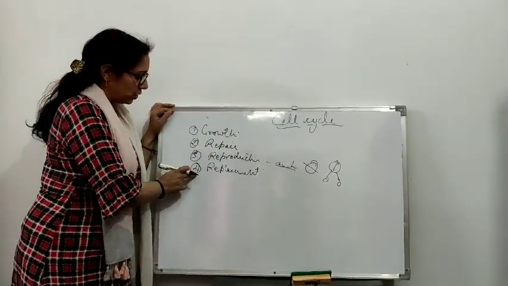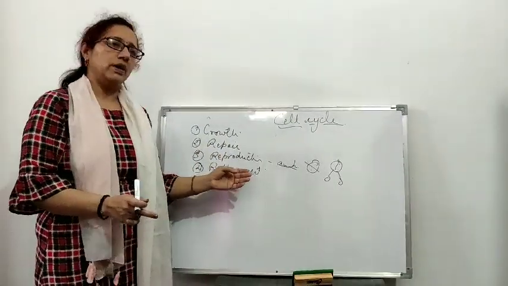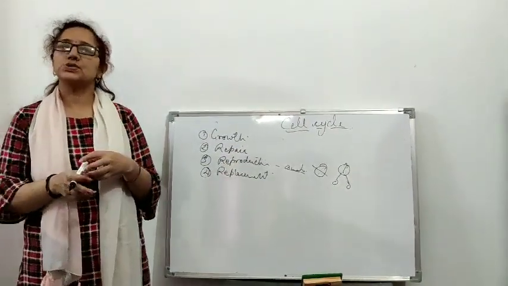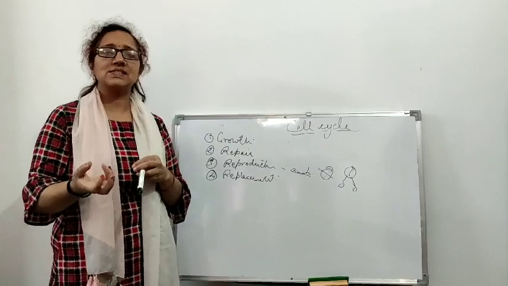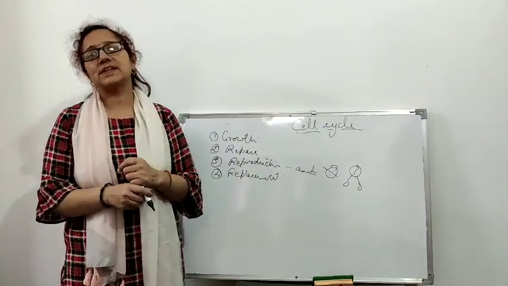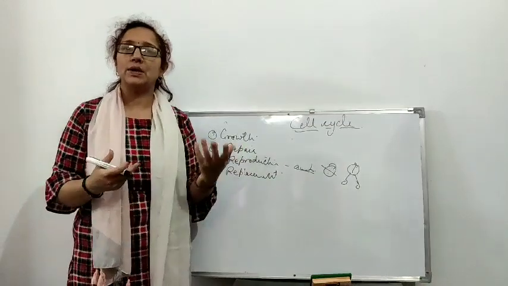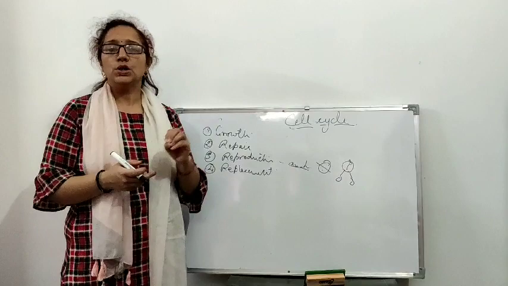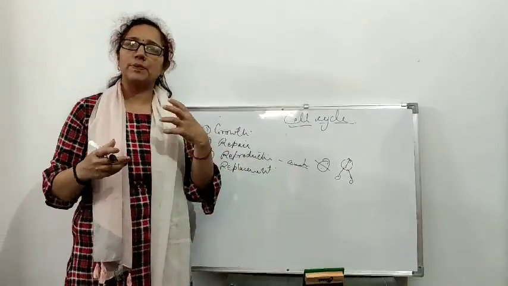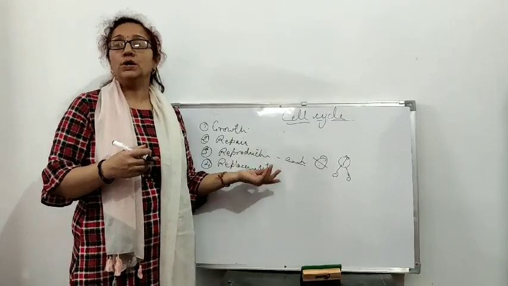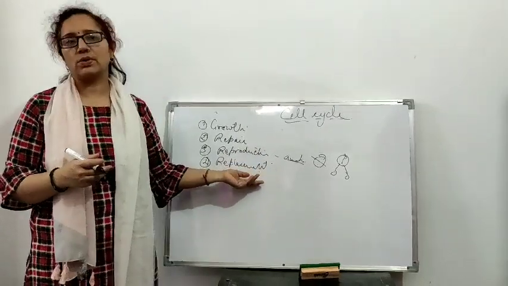And this fourth one, replacement. Replacement is, as you have so many cells in your body, but many cells get worn out or old as time passes. Like you have red blood cells. The lifetime of red blood cells is only 120 days. So after 120 days, your red blood cells get damaged and new cells start forming. So those new cells that are forming, that is called replacement.